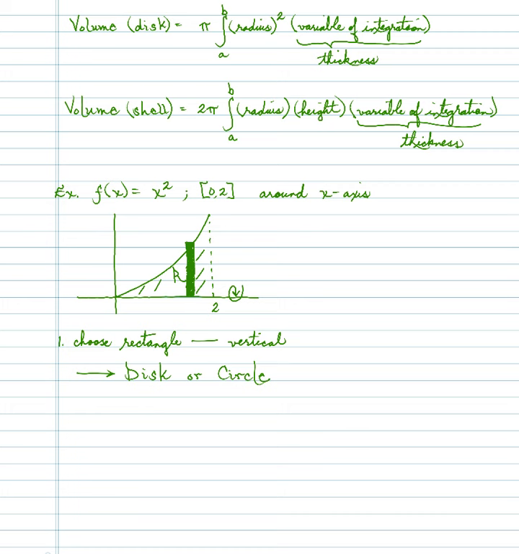That's going to tell us what method we're using. Once we choose the rectangle and then visualize, that tells us what type of method we're going to use. So here we're going to use the disc method. We know that, so let's write down the formula. The formula we said for disc was that volume equals pi times the integral from a to b of the radius squared times the variable of integration.